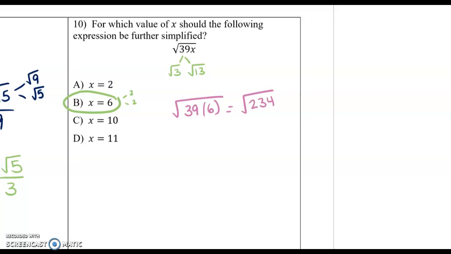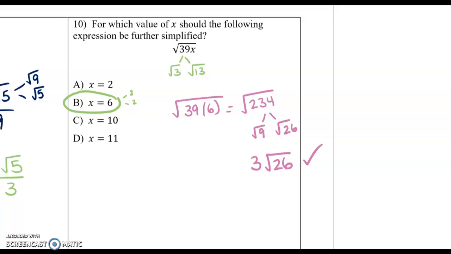And then from 234, I went through my process of finding the biggest perfect square. The biggest perfect square I found was 9, and 26. So yes, I can simplify this further. By multiplying by 6, I got 234, and then I can simplify that further by pulling out a 3, because it's the square root of 9, and getting 3 root 26. So yes, now I can simplify further.